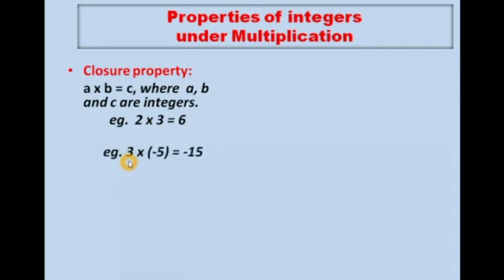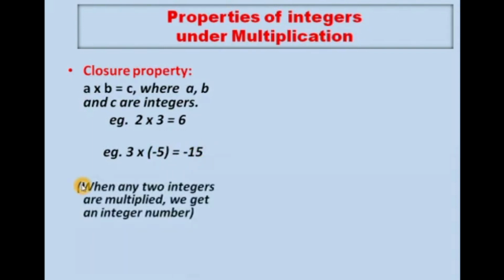Integer 3 multiplied with integer minus 5. Plus and minus multiply becomes minus. 3 5s are 15. Minus 15. When any two integers are multiplied, we get an integer number.